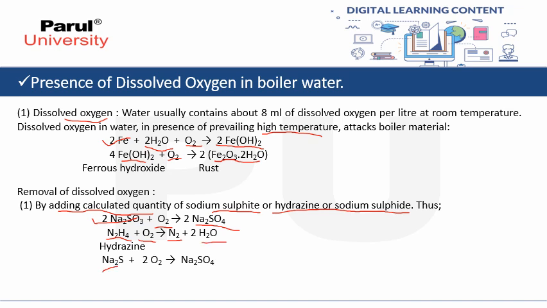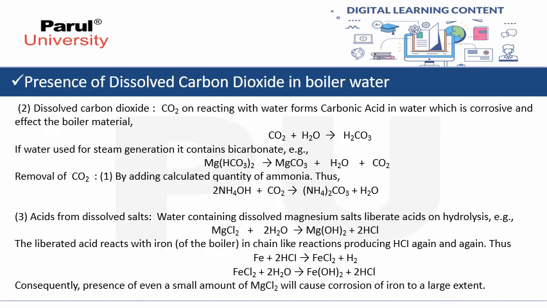If sodium sulfite is added, it will react with the dissolved oxygen to form sodium sulfate, which is neutral and can be separated out. Presence of dissolved carbon dioxide in water. Carbon dioxide on reacting with water forms carbonic acid, which is corrosive and affects the boiler material.